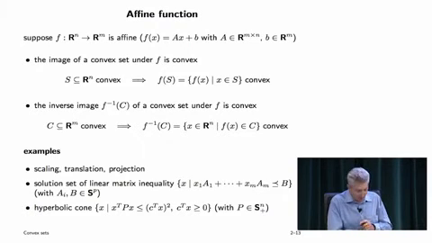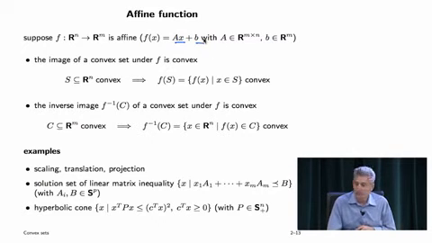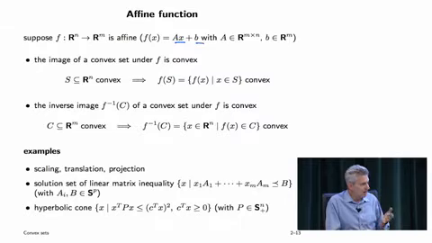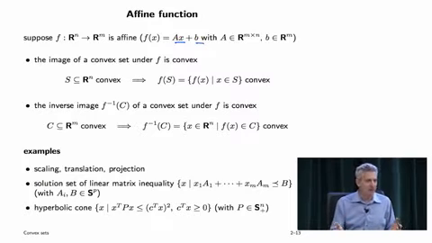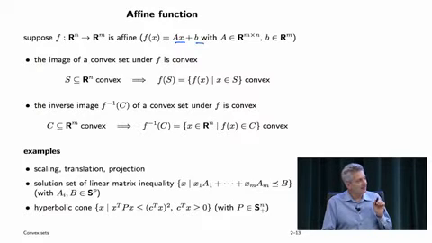Affine function. An affine function is linear plus an offset, right? By the way, some people call this linear, but I hope only in informal contexts. If you're with people you know very well, you can do this, but it is not linear. It's affine. It turns out that affine mappings preserve convexity in both directions, forward mapping and reverse.